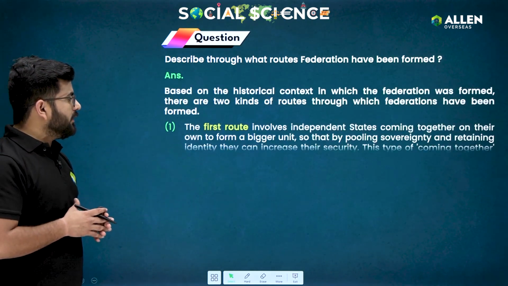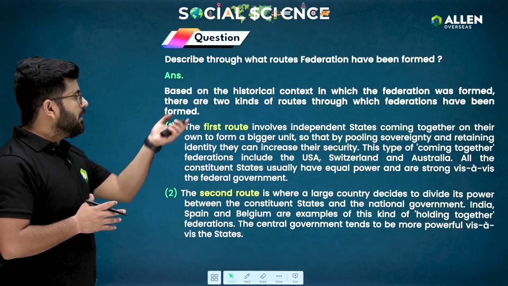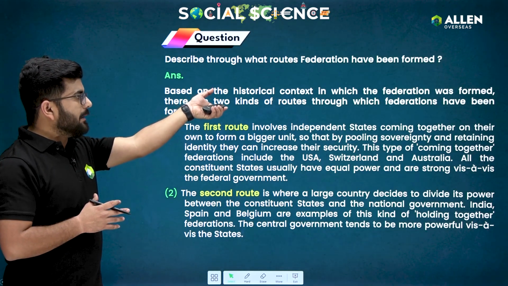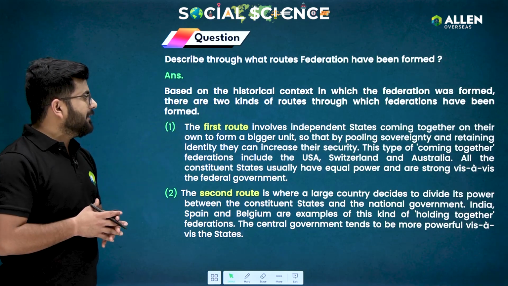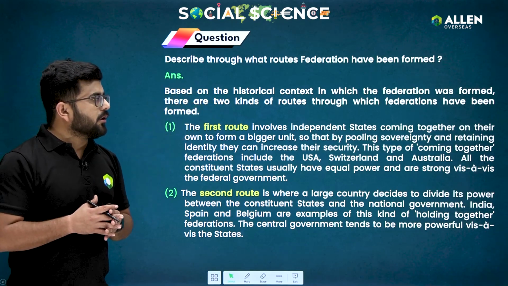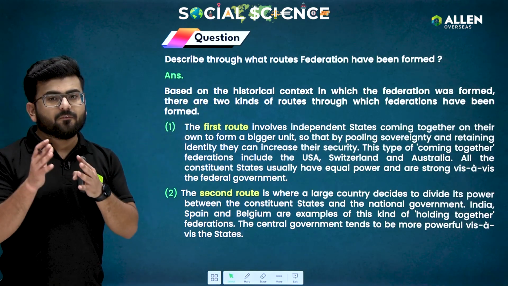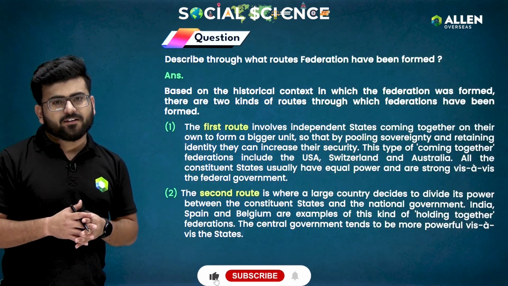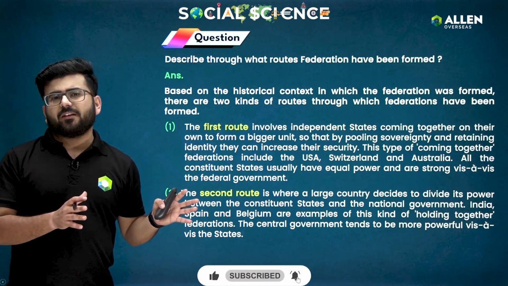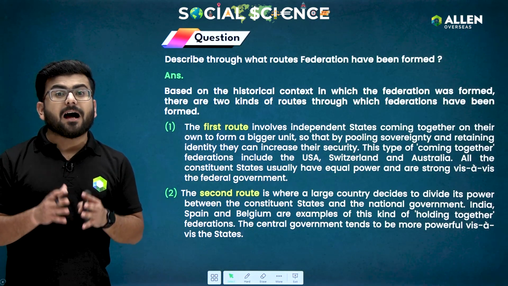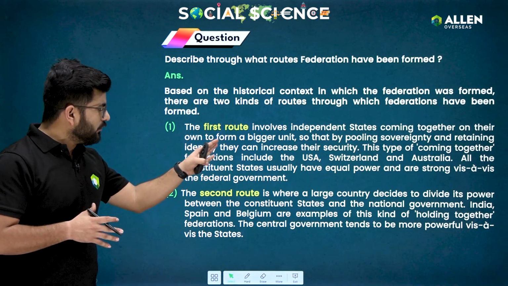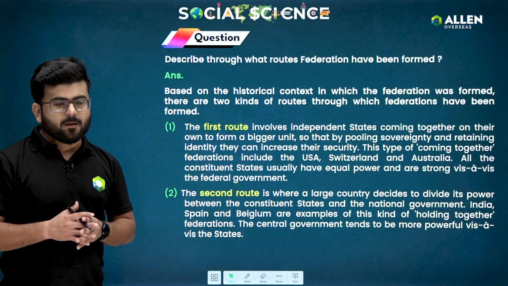So now see students, here the answer has been delivered by making a broad approach, by making a broad starting. That is, based on the historical context, the federation has been formed in different ways in different countries. So we will have to make this type of starting in order to make our answer more effective. Then coming together federation and holding together federation have been formed.